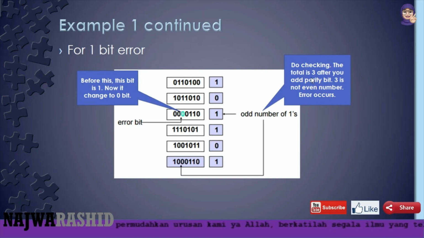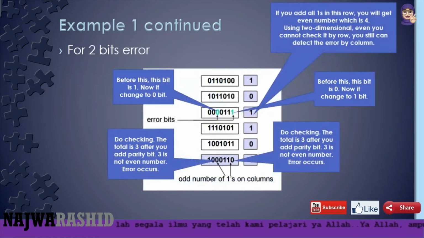So we can do checking. The total is 3 after you add the parity bit. So 3 is not an even number, so we are able to detect that an error has occurred at this packet of data. So this is how we check the data that we have transmitted when it arrives at the receiver side. Okay, how about for 2-bit error?